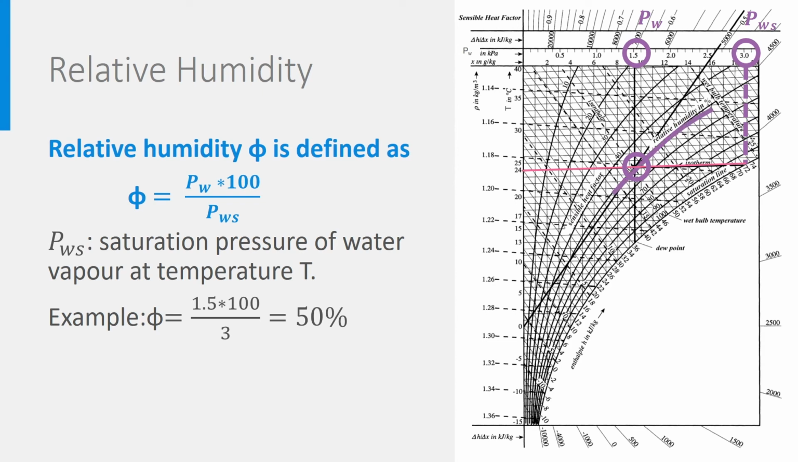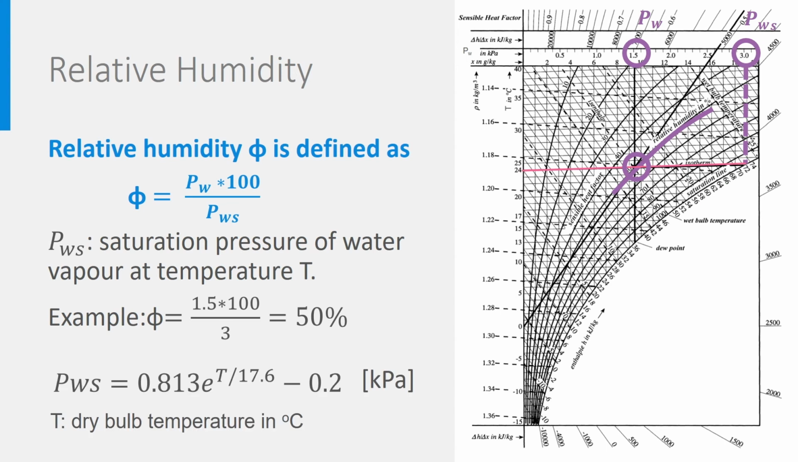So, to calculate the relative humidity, you need to know the saturation pressure as a function of the dry bulb temperature. The formula below can be used to calculate PWS, although more complex equations can be used as well. If we take our example at 24 degrees Celsius, the equation leads to a saturated pressure of 2.98, rounded to 3 in the diagram.